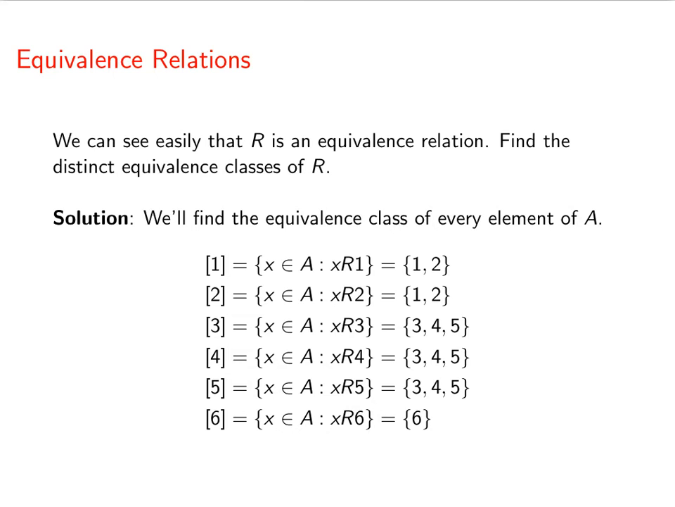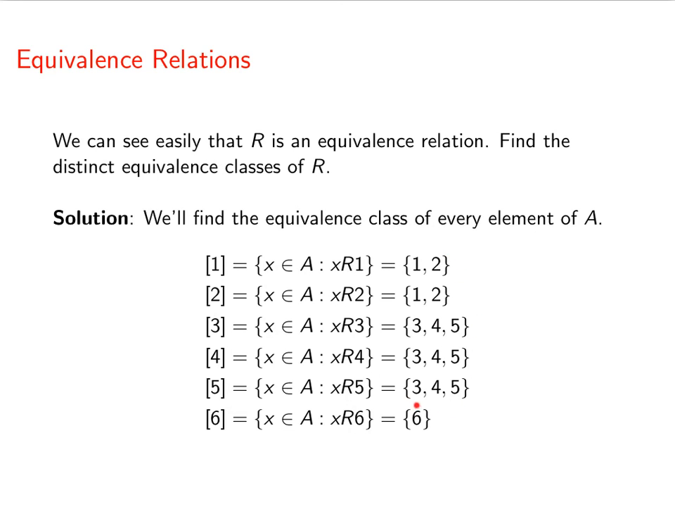So the class that contains 1, that's the set of everything that's related to 1. That's the set containing 1 and 2. The class of 2 is the set of everything that's related to 2, and that's the set containing 1 and 2. So if we run down the line, we can compute the equivalence class of each element in the set. But notice that we get some duplicates in here.